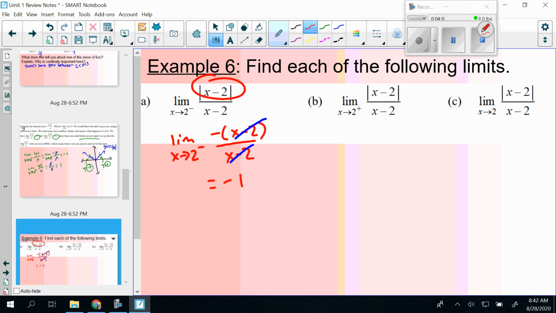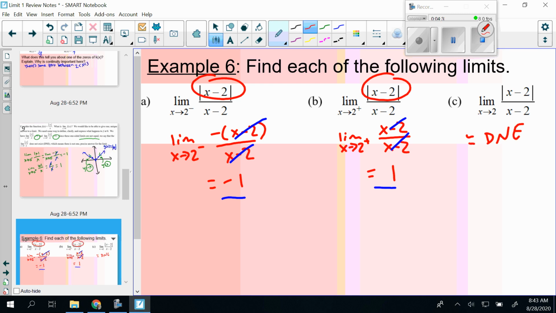How about if we approach from the positive side? Well, from the positive side, the absolute value of this is just going to act like the function itself, so it's going to act like x minus 2. So here, canceling out on this one, this is going to approach positive 1. So what is the limit of this function as we approach 2? Well, you notice, did the two sides match up? Nope. And so what would we write for this one? This limit then does not exist, because left and right side are not matching up.